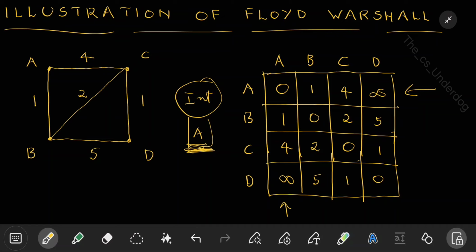We already know that because A is the intermediate vertex we are considering. So let us consider other values. What about this column BB? Will there be any change for BB?